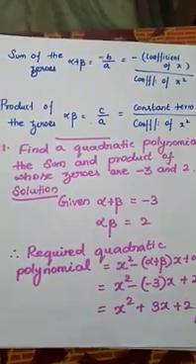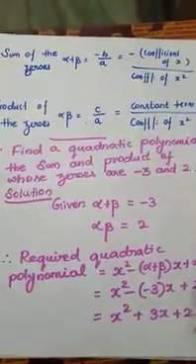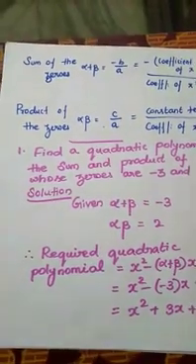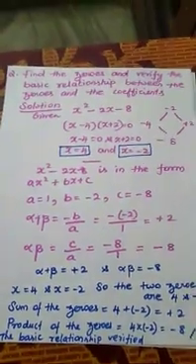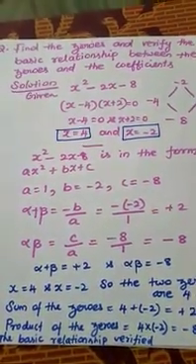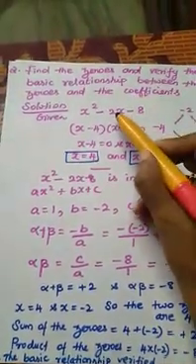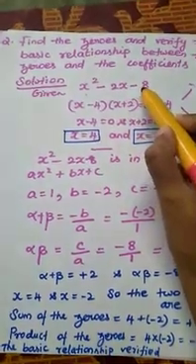When we have alpha and beta value, we have to make a quadratic equation. When we have a quadratic equation, we have to calculate the zeros. Next, find the zeros and verify the basic relationship between the zeros and the coefficients. One quadratic polynomial equation is given, that is x square minus 2x minus 8.